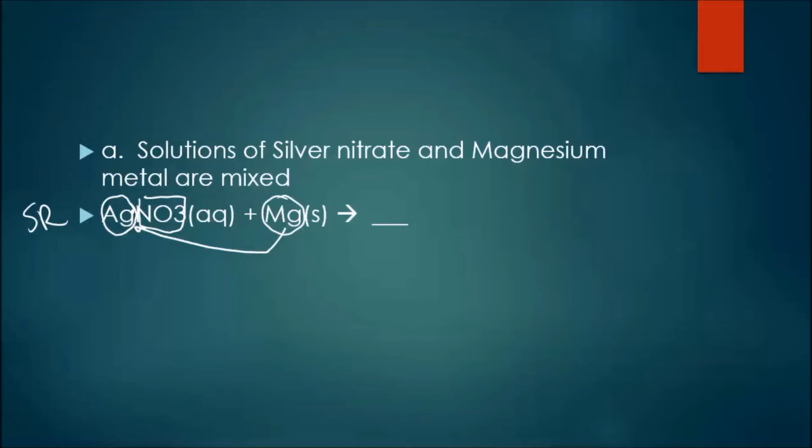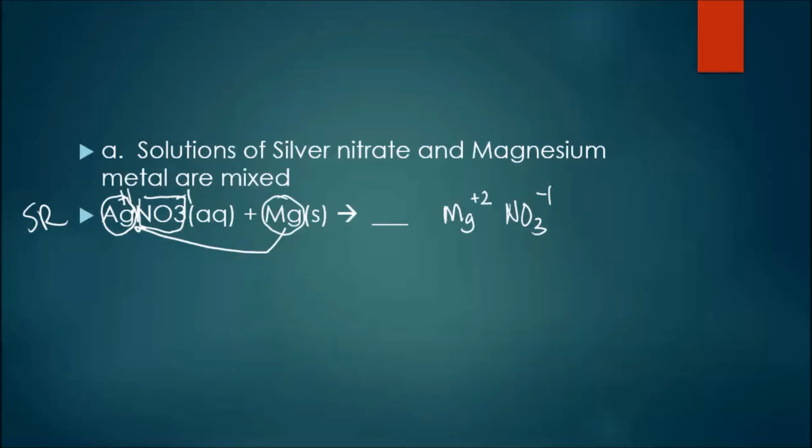When magnesium becomes part of a compound, it has a charge. What is the charge of magnesium? +2. Nitrate, the girl, has a charge too. She is -1. Notice over here you only needed 1 nitrate to satisfy silver. Why? If you look up silver, silver is +1. Nitrate is -1. So you only needed one nitrate to satisfy him.